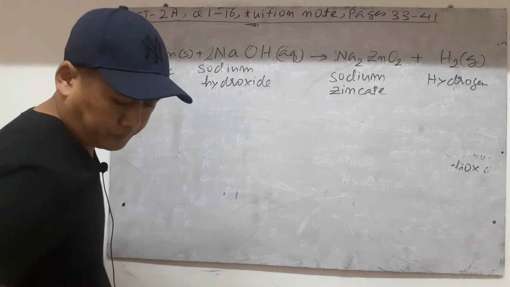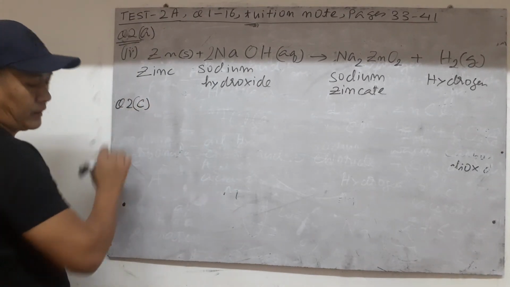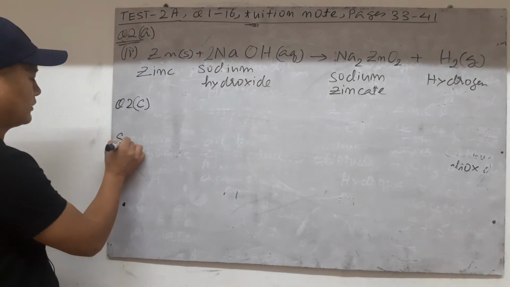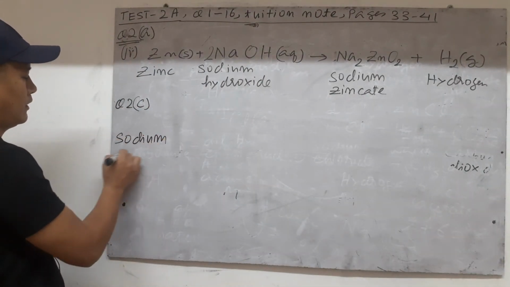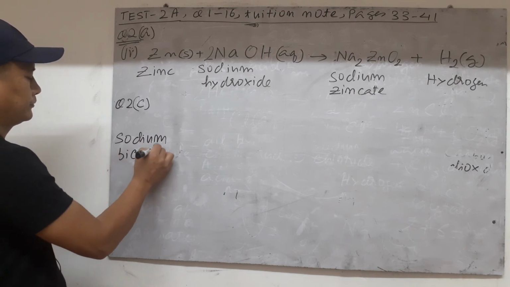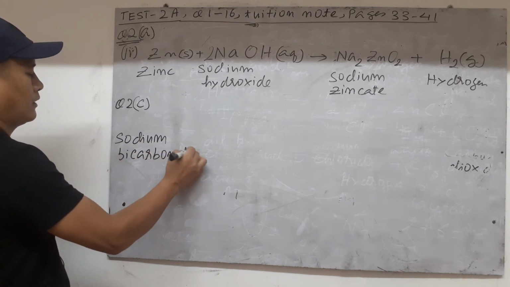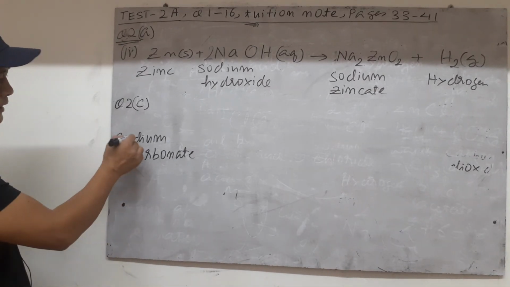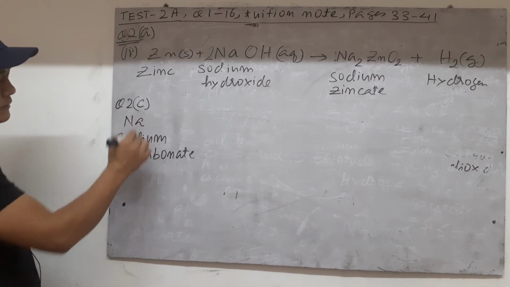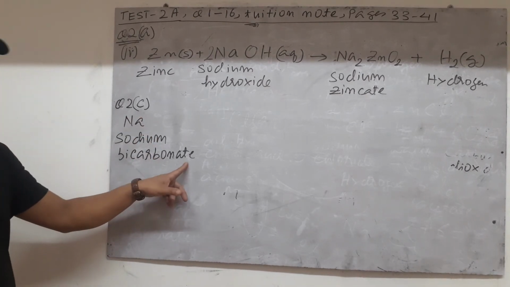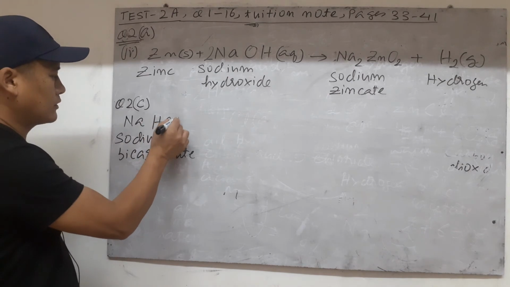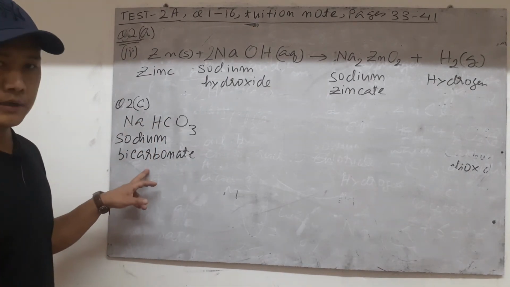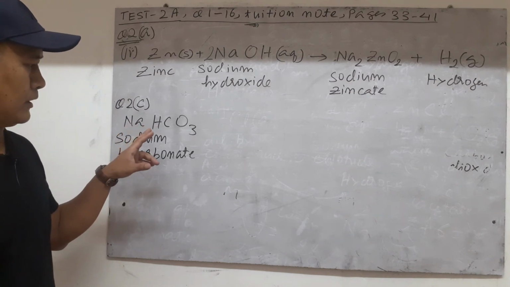Let's go to 2C. Let me read the question. Sodium bicarbonate. So let me write that down. Sodium bicarbonate. Now let's write the formula for sodium bicarbonate by remembering the starter. Sodium ion is Na1 plus. Bicarbonate ion, you know, is HCO3 1 minus, so 1 and 1. So this is the formula for sodium bicarbonate, NaHCO3.